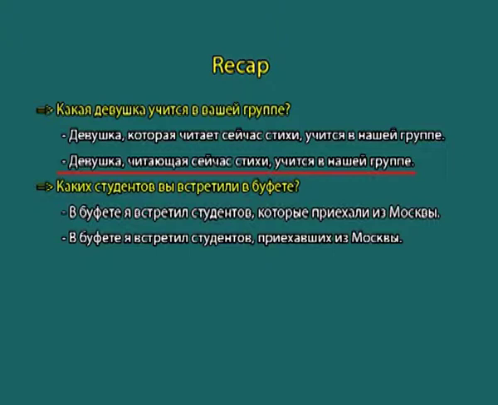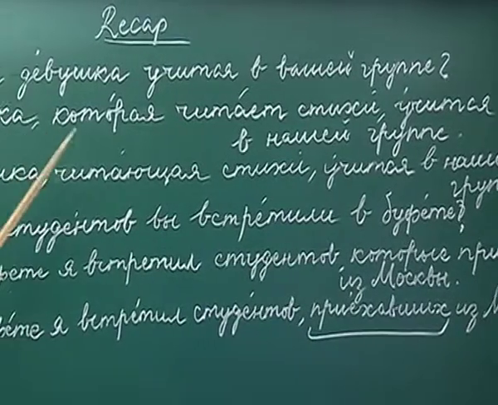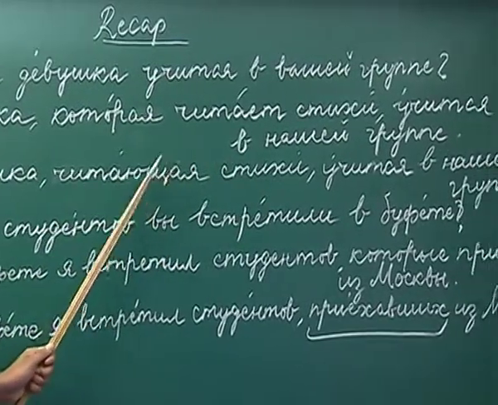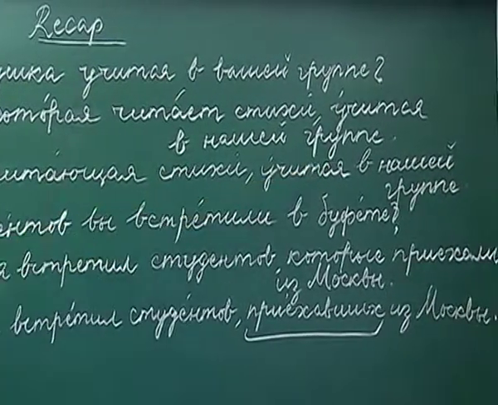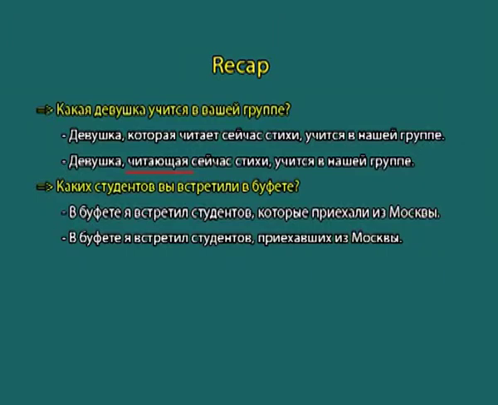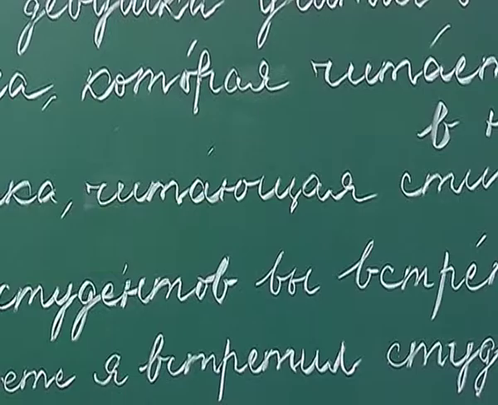Девушка, читающая стихи, учится в нашей группе. The girl who is reading a poem studies in our group. So, here we are using the present active participle.